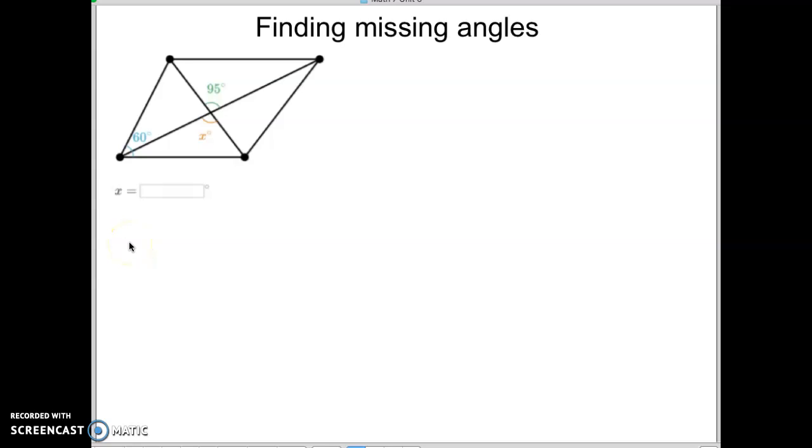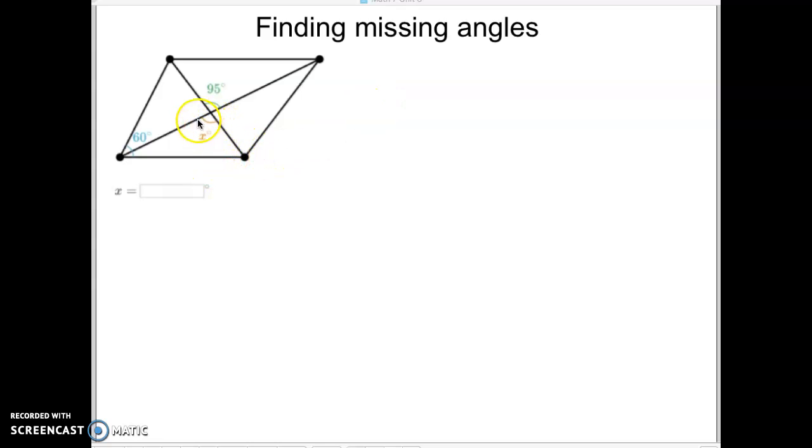Hey, Math 7. All right, this next one is called Finding Missing Angles. What I like about this one is you're just kind of thinking about it. You're using the skills you've already been taught to find the different angles. There's just different ways of doing it. So notice each time they're going to give you extra information.